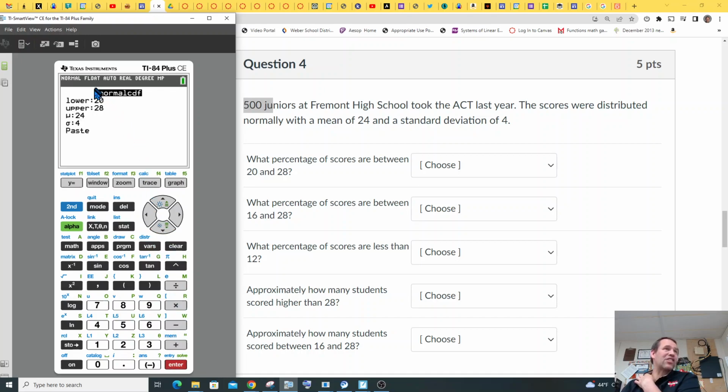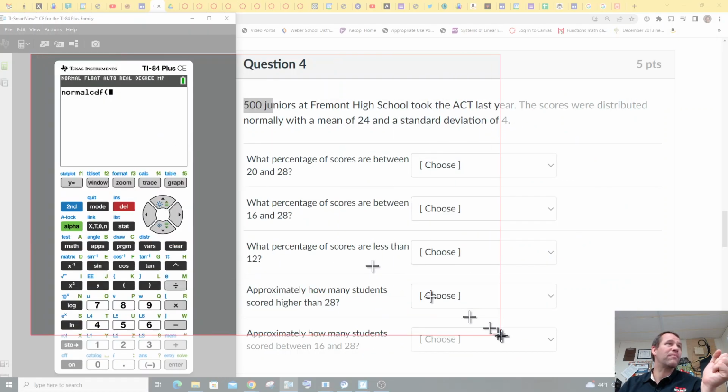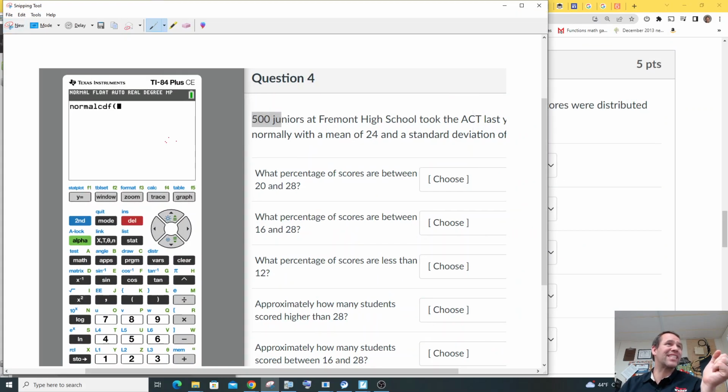Mine is doing it in a fancy way, which yours isn't going to do, but that's okay. Type in 20, 28, 24, 4. Let me show you what yours probably looks like: normal CDF without anything plugged in yet. How it works is lower bound, upper bound, mean, standard deviation. Write that in your notes somewhere. So here's the syntax for normal CDF.